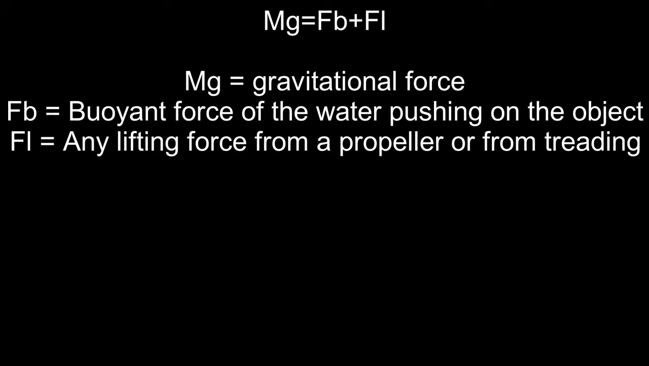The basic forces acting on an object at equilibrium, that is, neutrally buoyant, can be expressed with this equation, where mg is the force of gravity pulling down on the object, and it's equal and opposite to the buoyant force of the water pushing up on the object, plus any lifting force that the object is generating, whether that's a person treading water or a hydrofoil on a submarine or some sort of boat.